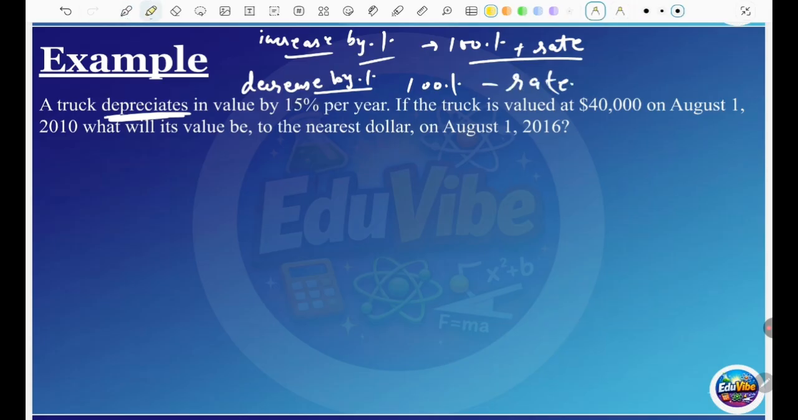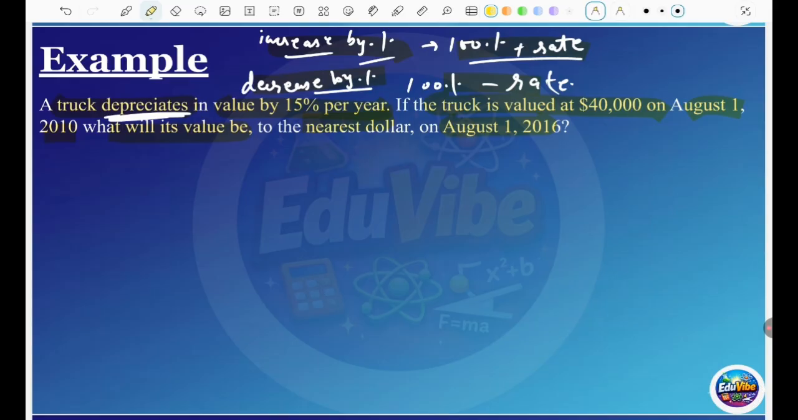So how this works, we will discuss in the questions now. The question says a trust depreciates in value by 15% per year. If the trust is valued at $40,000 on August 1st, 2010, what will the value be to the nearest dollar on August 1st, 2016? In 2010, the value was $40,000, but what value will they have on August 1st, 2016?